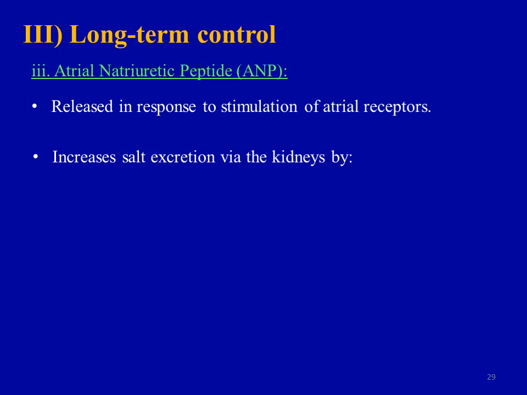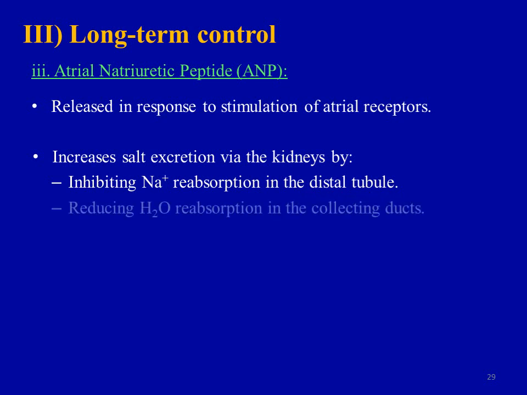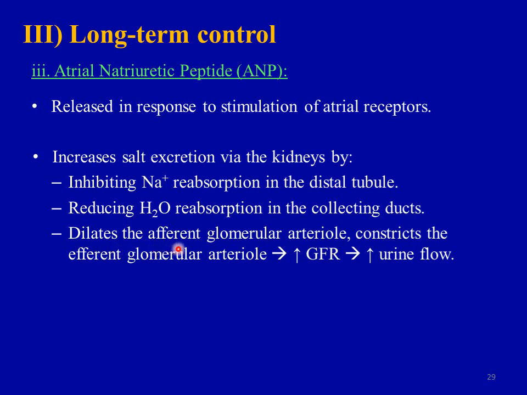This hormone's main function is to increase, as the name depicts, natriuresis, so the loss of sodium in urine. So it increases salt excretion via the kidney by inhibiting sodium reabsorption in the distal tubules of the kidney. It reduces water reabsorption in the collecting ducts, because we know very well that water usually follows sodium. It also dilates the afferent glomerular arteriole and constricts the efferent glomerular arteriole, and this will increase the GFR, the glomerular filtration rate, and increase urine flow.